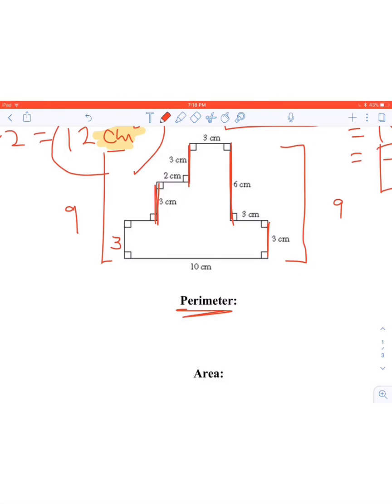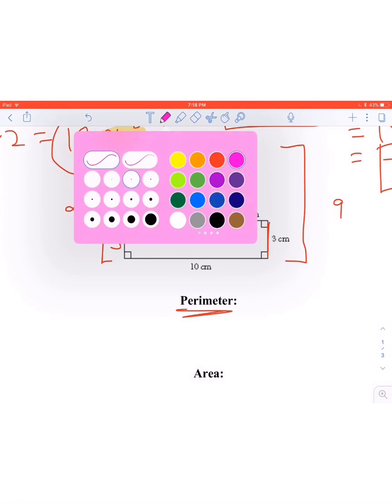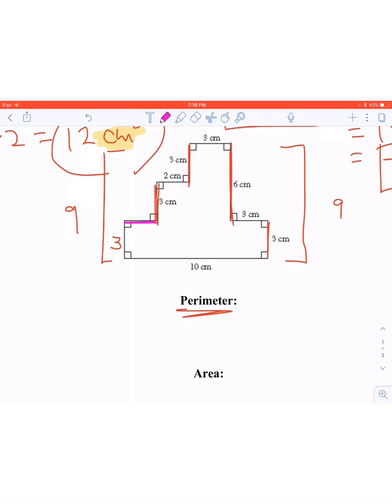Next we are going to find this missing length right here. The whole thing is 10. Notice how it would be 3 plus 3 plus 2 plus blank. So 3 plus 3 plus 2 is 8, which means the leftover one is 2. So even though these two look about the same, they're not the same length.